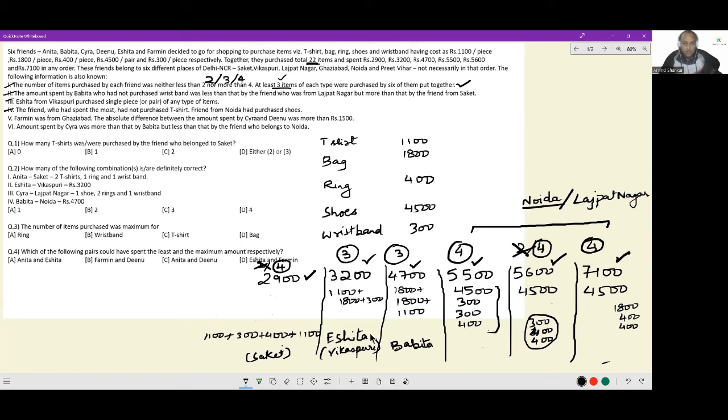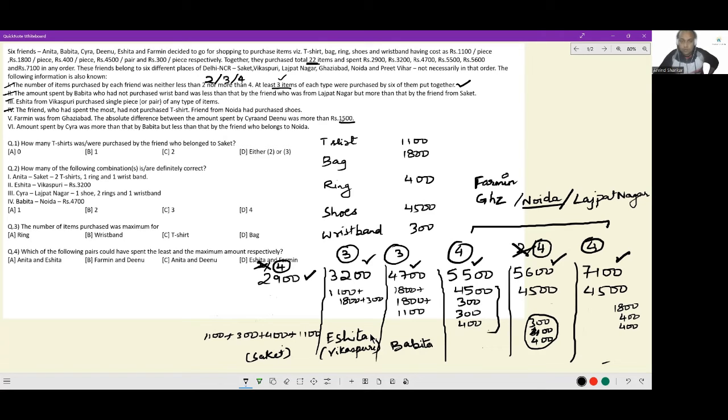Farmin is from Ghaziabad. Now, where is Farmin? He's not in the first spot, not in the second spot, not in the third spot. He has to be in one of the last three spots, so Ghaziabad comes here along with Farmin. The absolute difference spent between Saira and Dinu was more than 1500. So if Saira is at the first spot, Dinu could be at the fourth spot or the fifth, last spot; all of those are possible. And the inverse is also possible.